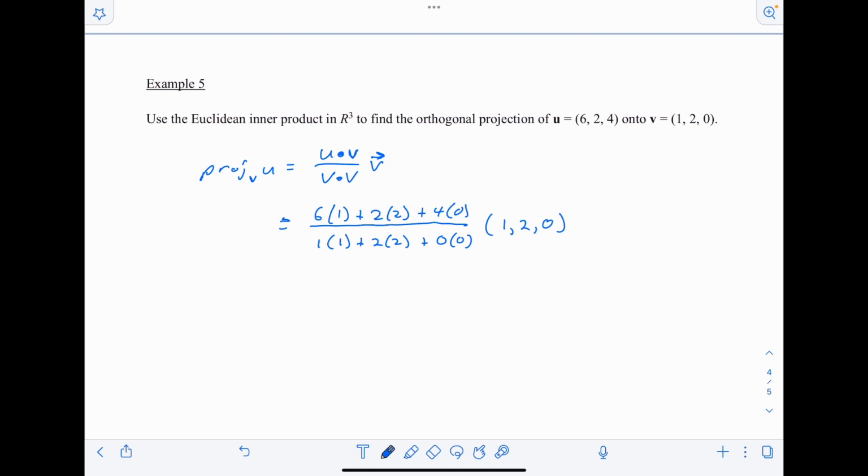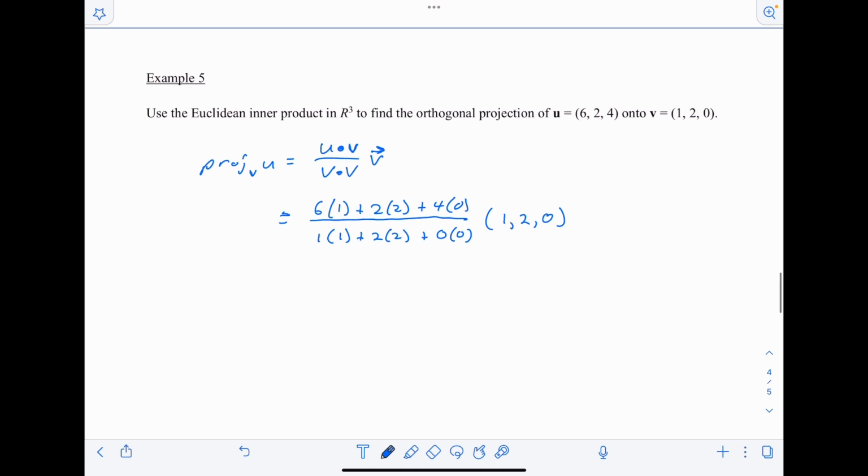Okay, so we have in the numerator 6 plus 4, which is 10. In the denominator, we have 1 plus 4, which is 5. Multiplying by (1, 2, 0). So that scalar is just 2, so we're just doubling our vector: (2, 4, 0). I'm not going to try to draw this in 3 dimensions, but you can see that what we did in this case, when we projected U onto V, is we simply doubled the length of V.